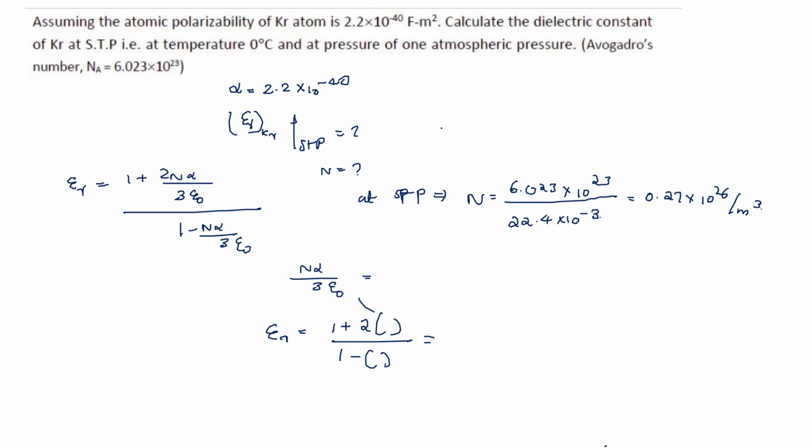Here for n alpha by 3 epsilon 0 you will get the value 0.0223 into 10 to the power minus 2, and you will get the epsilon r value, it will be 1.0007. So that will be the answer.